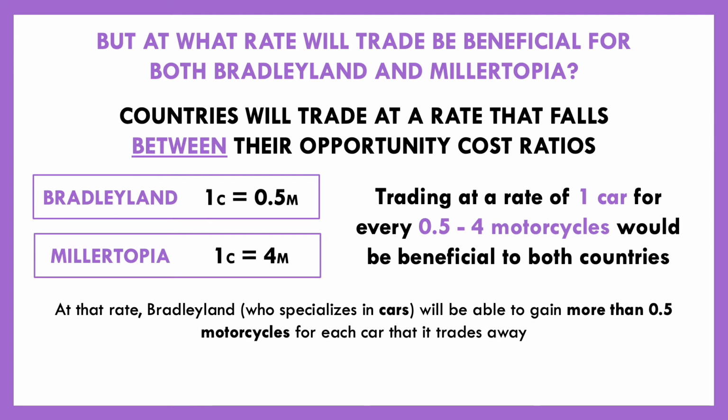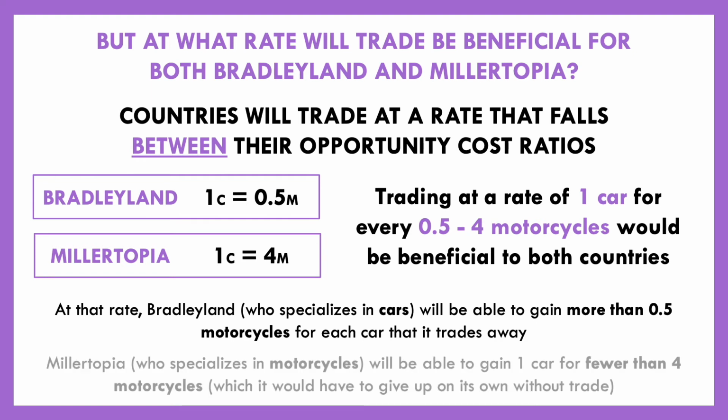Now, Millertopia, remember, is producing motorcycles. But if you notice, at a rate of one car for every 1/2 to 4 motorcycles, what we see is Millertopia will gain a car for giving up fewer than 4 motorcycles. Like at that 1-to-1 ratio, Millertopia could just give up 1 motorcycle and get a whole car. On their own, they would have to give up 4 motorcycles to get that car. They would have to stop making 4 of them in order to make 1 car on their own. But by trading, they're able to get away with giving up fewer motorcycles, and Millertopia can benefit as well.